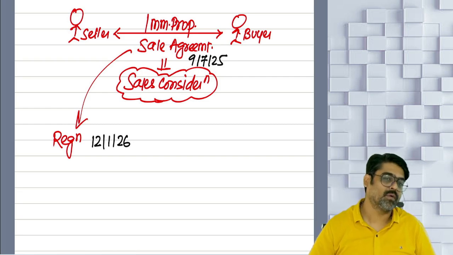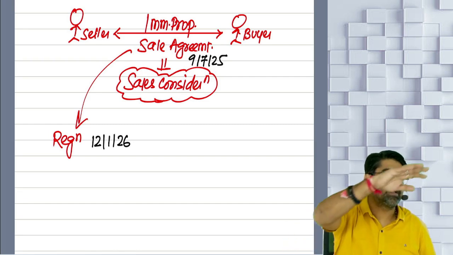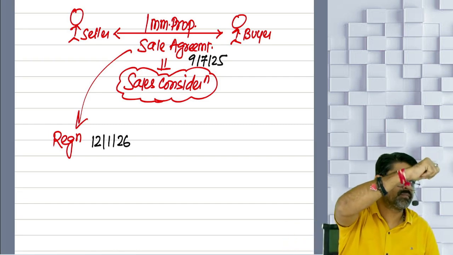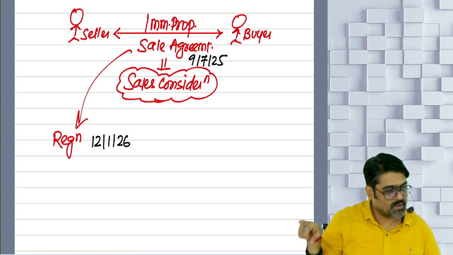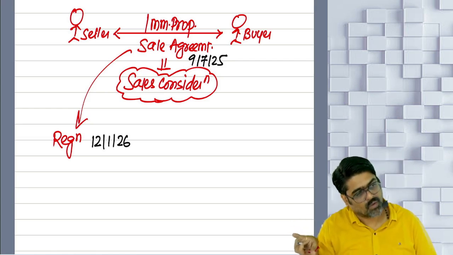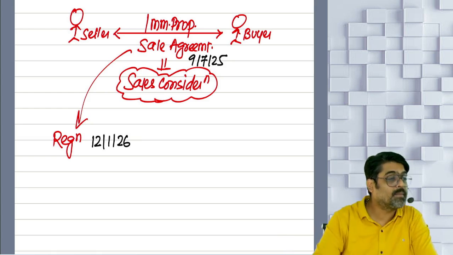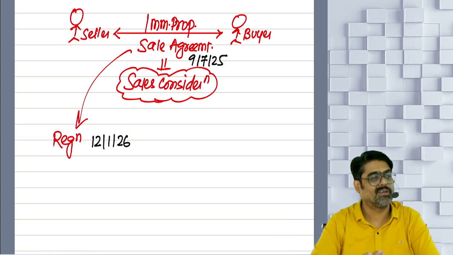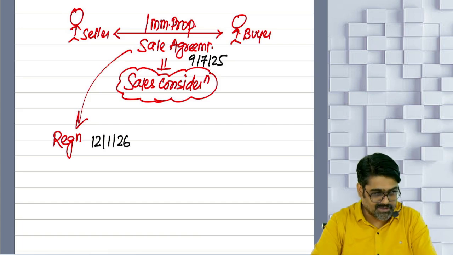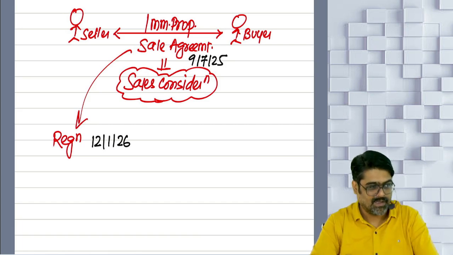So to check all these practices, what will the registrar do? The registrar will call you. Buyer, seller, please come here. Have you come for registering your sale agreement? Okay. Tell me, what is the sale value written in the agreement? Oh, 60 crores. What do you think? We'll register your sale at 60 crore value.